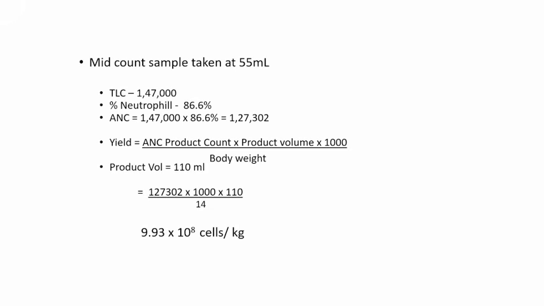So in this particular case, the mid-count sample was taken at 55 ml of collection. The values were that the total leukocyte count was 1,47,000, percentage neutrophil was 86.6 percent, which corresponds to an absolute neutrophil count of 1,27,300. So at a product volume of 110 ml, which was already obtained during the procedure, the yield was calculated using the formula: absolute neutrophil count into product volume into 1000 divided by body weight. Since it was a case of a pediatric patient, the yield we obtained was 9.93 into 10 power 8 granulocyte cells per kilogram.